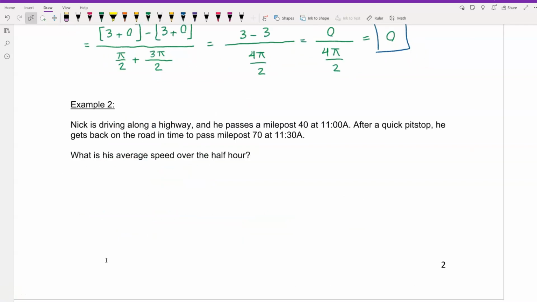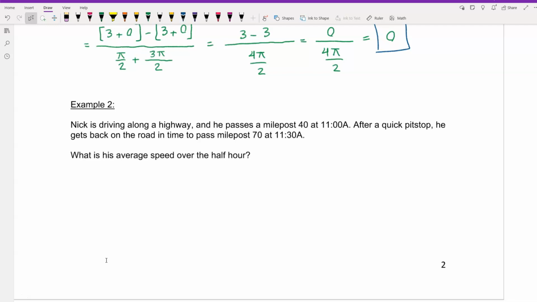Nick is driving along a highway and he passes milepost 40 at 11 a.m. After a quick pit stop, he gets back on the road in time to pass milepost 70 at 11:30 a.m. Here on this part, if we had this question, what was his instantaneous speed at 11:12 a.m.? We are not able to answer that question.